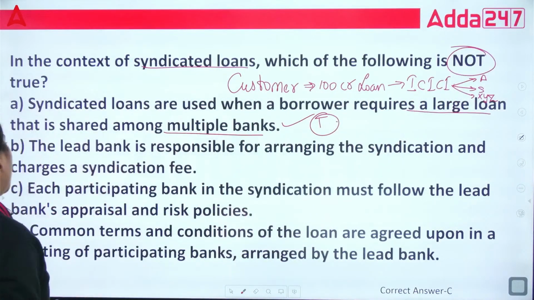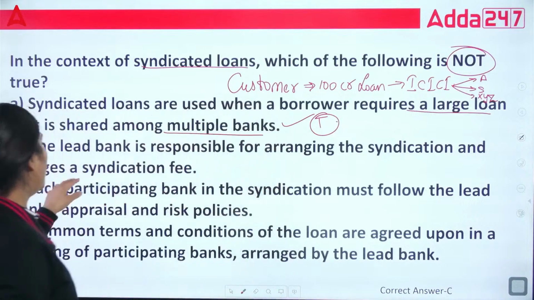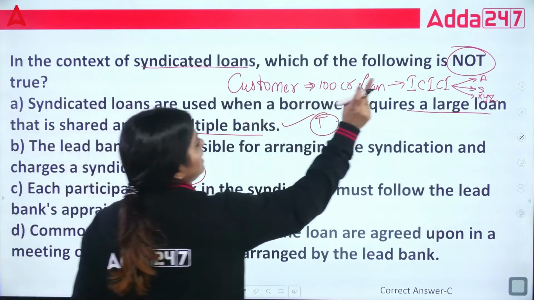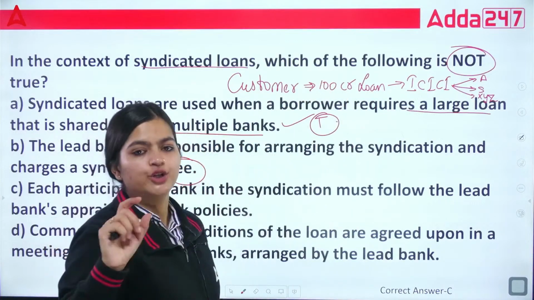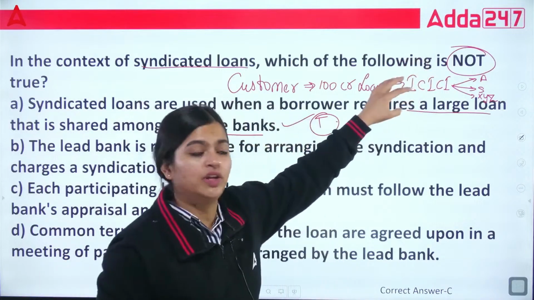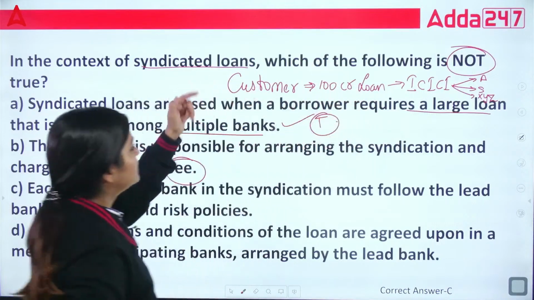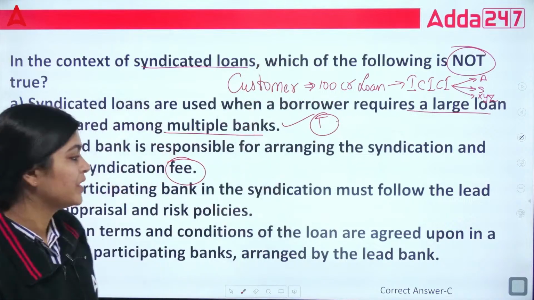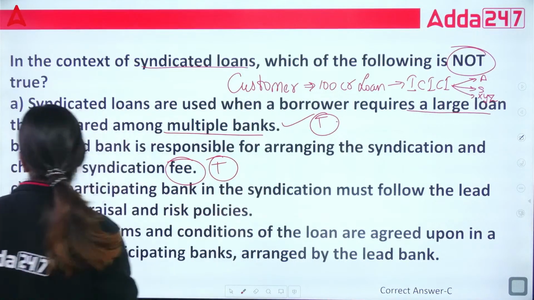If we see B, the lead bank is responsible for arranging the syndication and charges a syndication fee. That is also true. In this, the ICICI Bank will be charging the customer one fee known as syndication fee, because ICICI Bank is actually arranging the 100 crores loan amount. So for that, the ICICI Bank will be charging a syndication fee from this customer. So B is also a true option. Let's see the C option.